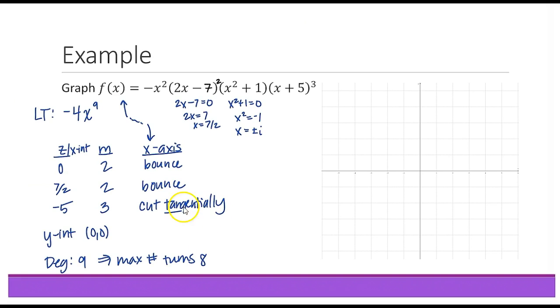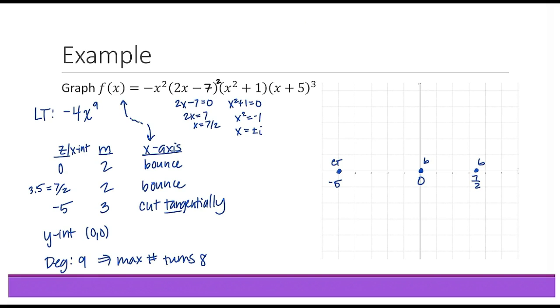All right, let's go ahead and graph all this. So the x-intercepts first, I like to start with that. We have 0 as an x-intercept. If the multiplicity is 2, it bounces. 7 over 2 is 3.5. 2 goes into 7 3.5 times, so we have 3.5 over here, that's 7 over 2, where it is also going to bounce. And we have -5 way over here where it's going to cut tangentially. So I'm going to put a little CT there for cuts tangentially.